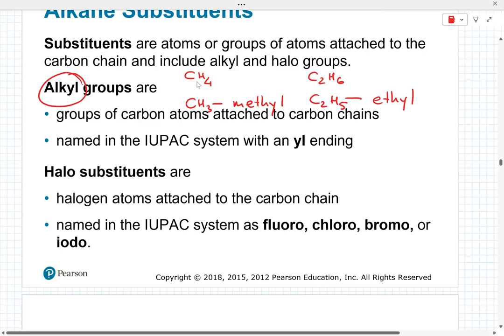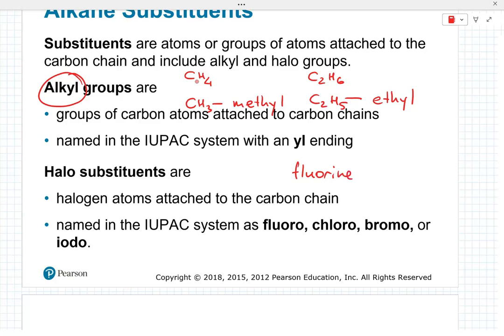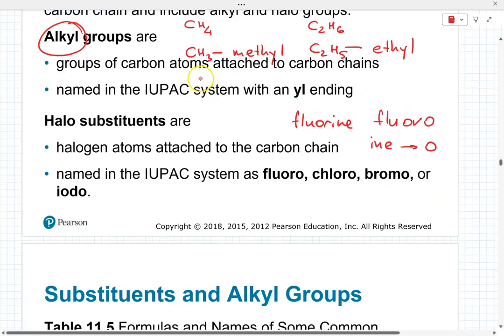Halogen substituents. This is your 17th group. Fluorine, chlorine, bromine, iodine. So fluorine becomes fluoro. I-N-E turns into O. Okay? Make sense? The naming part? Okay.